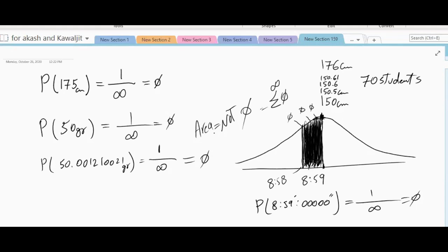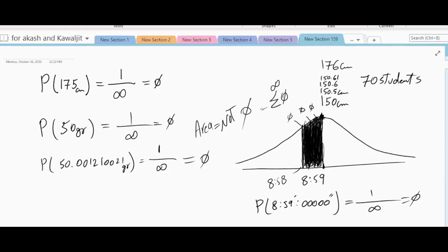So basically, if we have one specific outcome, the chance is zero. But between every two points, in an interval, there are infinite possibilities. We have to add the chance of all of those infinite possibilities. But when we add the chance of all of those infinite possibilities, the sum of them will not be zero. It would be this area.